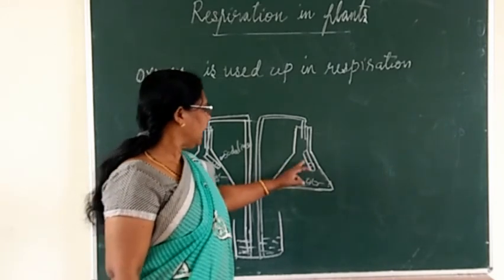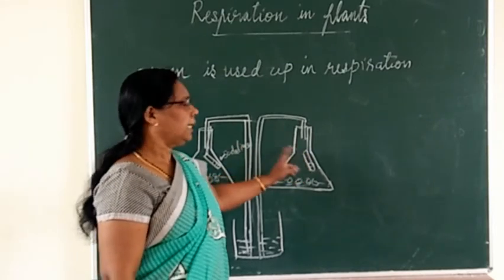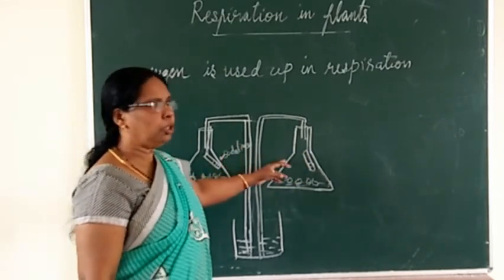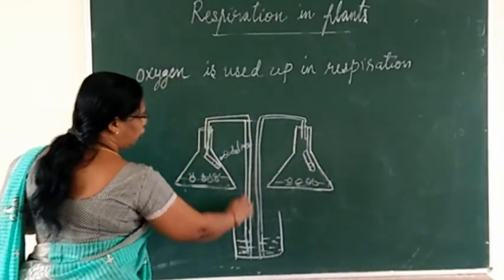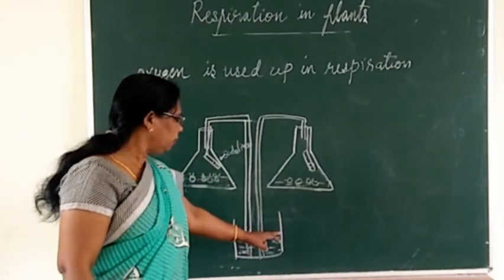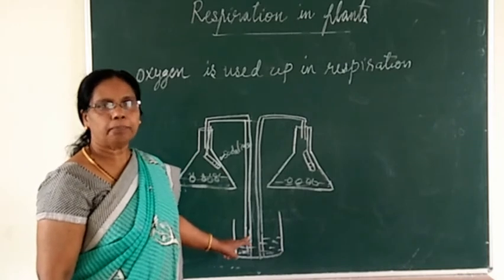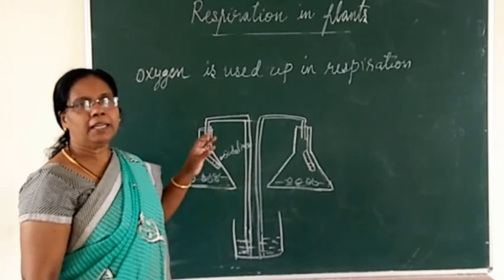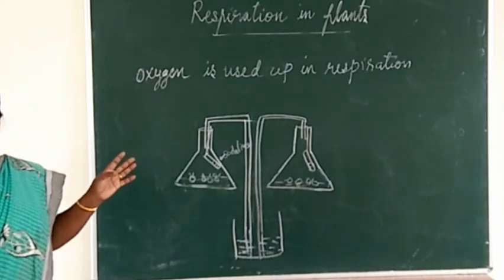Again soda lime we are keeping in both. A test tube is kept in both these conical flasks, and this is connected with a long bent glass tube, and this bent tube reaches a beaker which is filled with water. Keep the apparatus like this for 2 or 3 or 4 days.